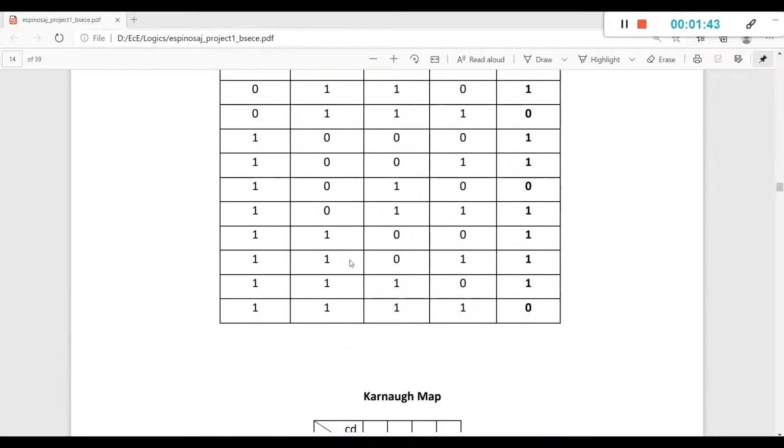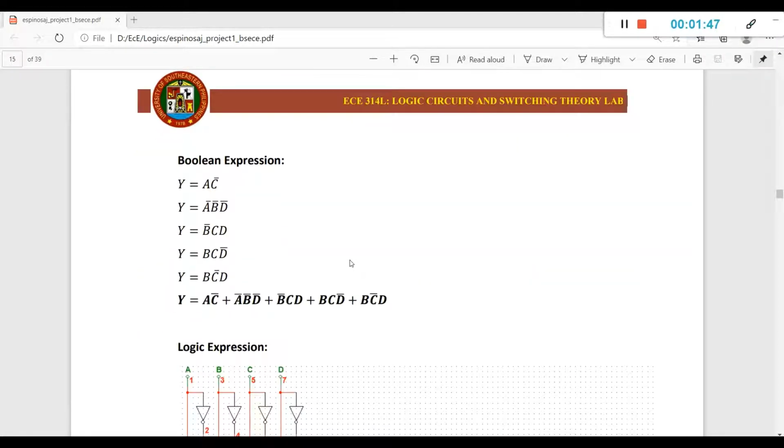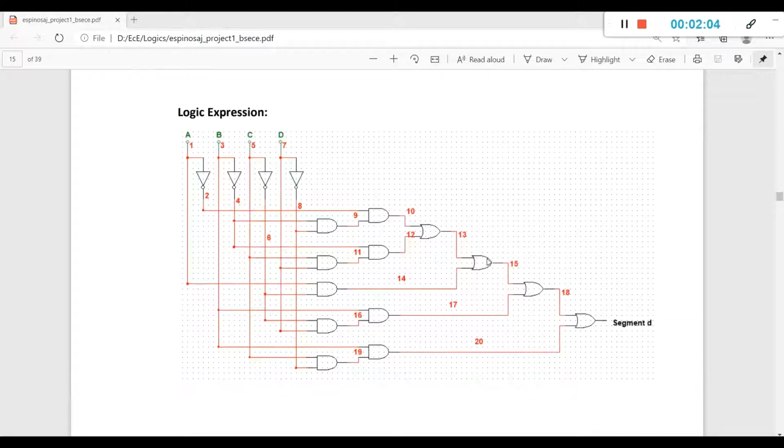For segment D, this is the truth table for segment D, and through the use of Karnaugh map again, the Boolean expression obtained for segment D is A and not C, or not A and not B and not D, or not B and C and D, plus B and C and not D, plus B and not C and D. And its corresponding logic diagram is here.